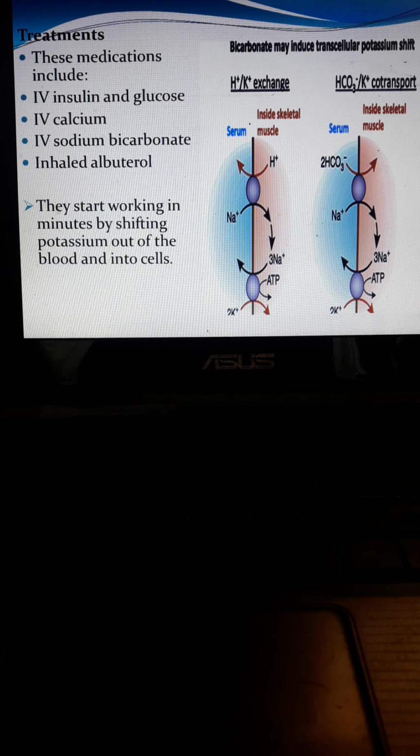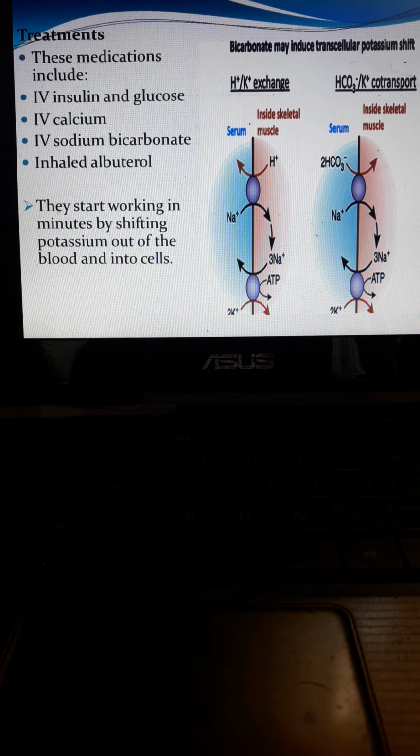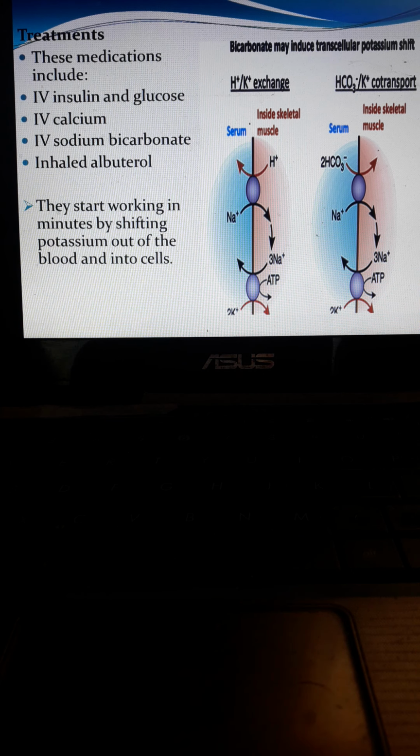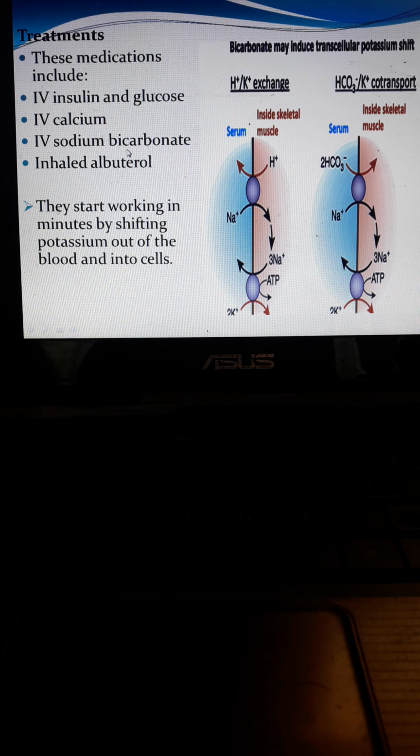Okay, to continue our discussions, my dear students, we go now to the treatment of hypokalemia. The medications include IV insulin, glucose, IV calcium, IV sodium bicarbonate, and inhaled albuterol. All of these drugs facilitate the shifting of potassium out of the blood and into the tissues.